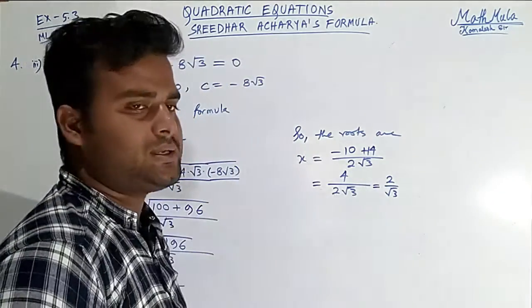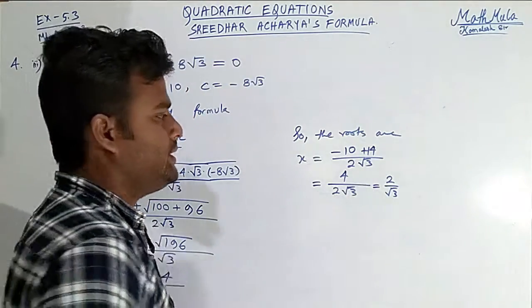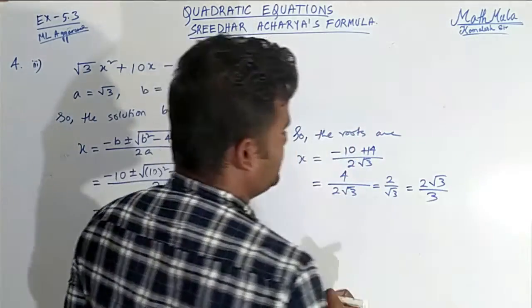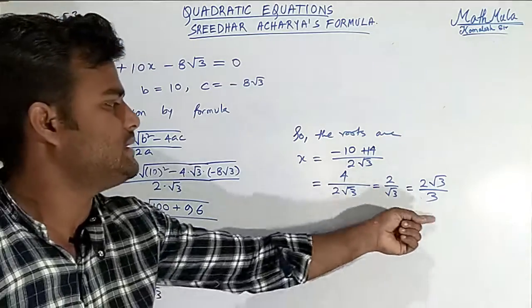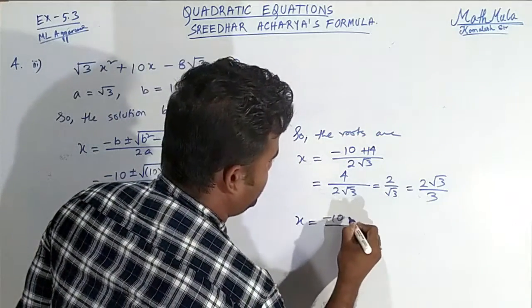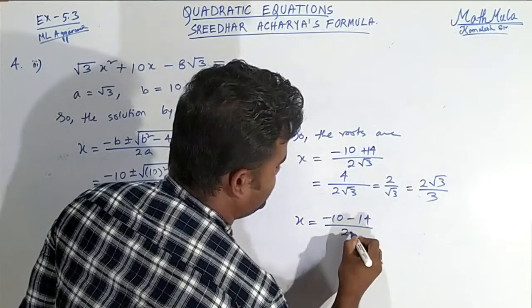Now this is an irrational number because the denominator is root 3, so make it rational. So 2 root 3 by root 3 into root 3, that is 3. The one solution of the given equation is this, and the other solution is x is equal to minus 10 minus 14 by 2 root 3.